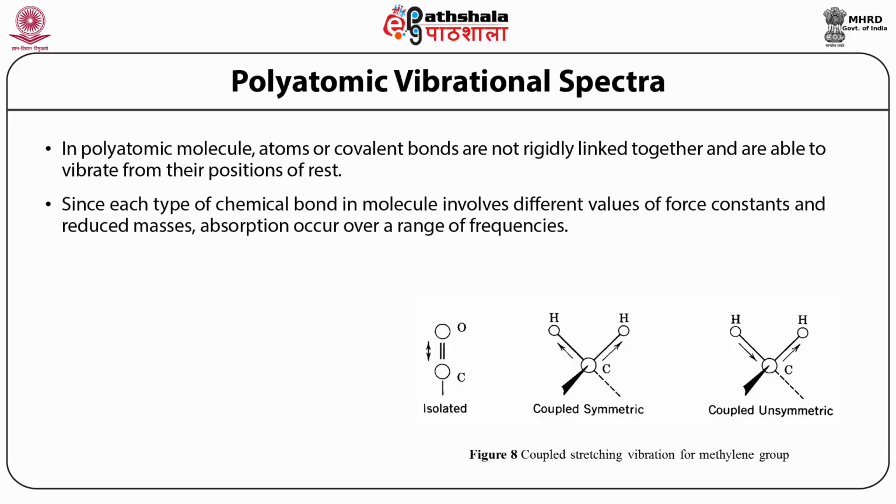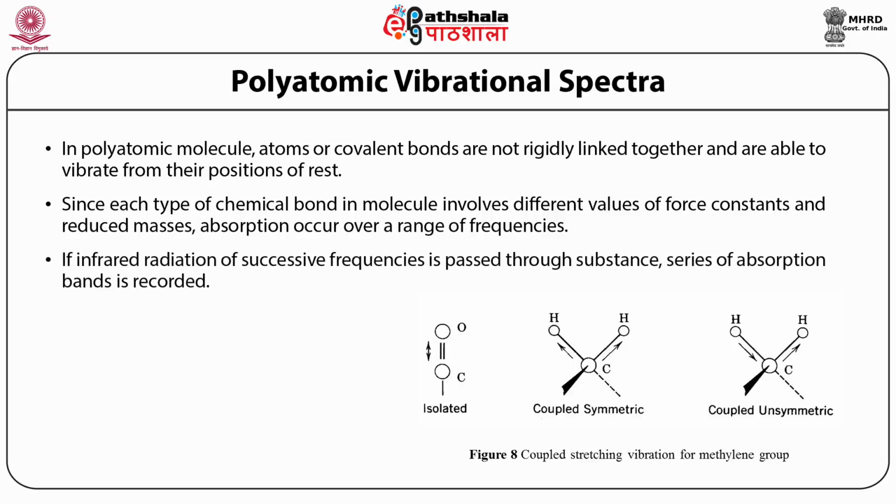Since each type of chemical bond in a molecule involves different values of force constants and reduced masses, absorption of radiation will occur over a range of frequencies. Thus, if infrared radiation of successive frequencies is passed through a substance, a series of absorption bands is recorded, the active fundamental modes of vibration. These can be subdivided into the following classes.